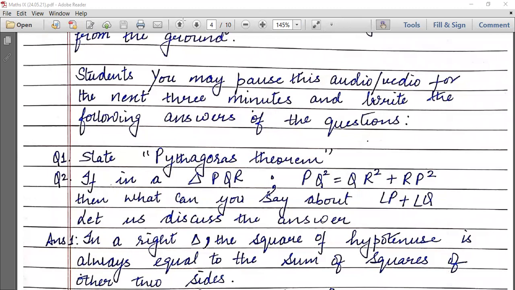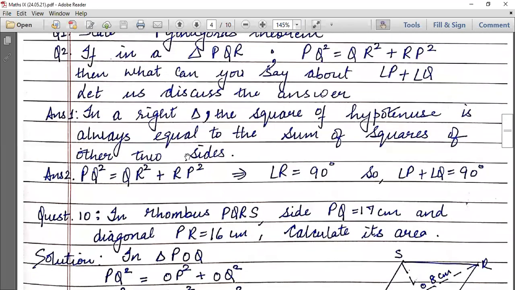Pythagoras theorem. In a triangle, the square of hypotenuse is always equal to the sum of squares of other two sides. Now, the second one, in a triangle PQR, if PQ square is equal to QR square plus RP square, then angle R is 90 degree, because according to the converse of Pythagoras theorem, if angle R is 90 degree, then angle P plus angle Q must be equal to 90 degree.